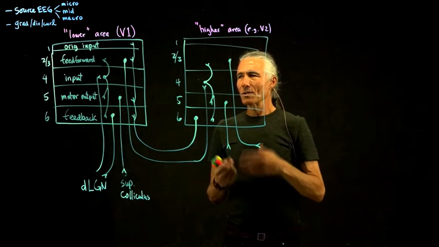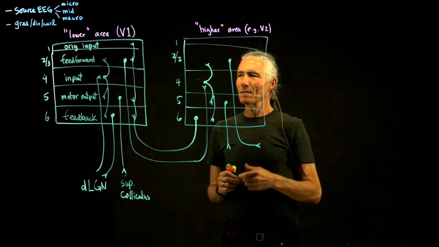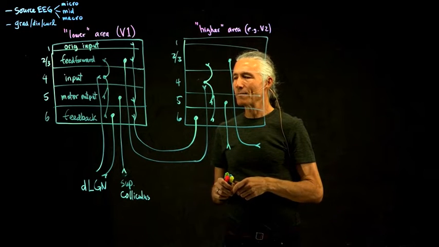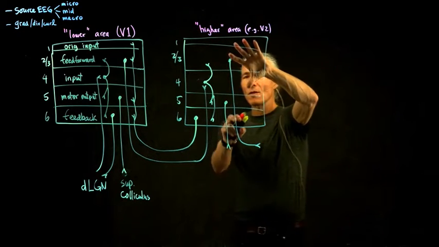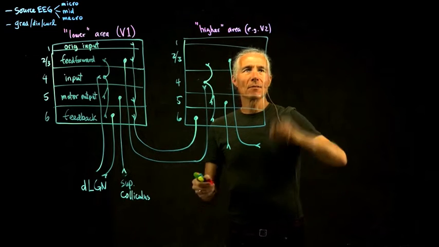And this is a good cartoon to remember approximately how these different cortical areas are hooked up to each other. So this is all the gray matter. This is gray matter here.